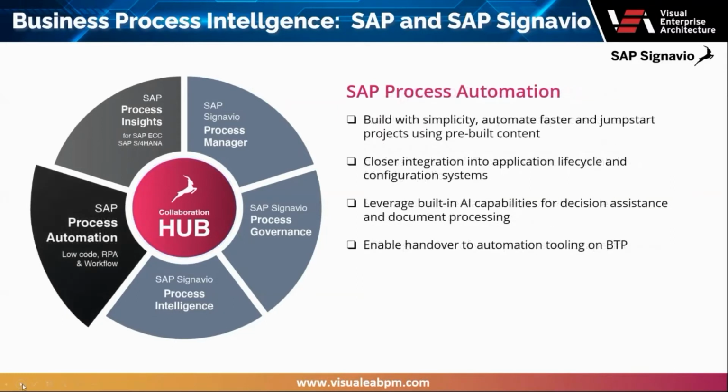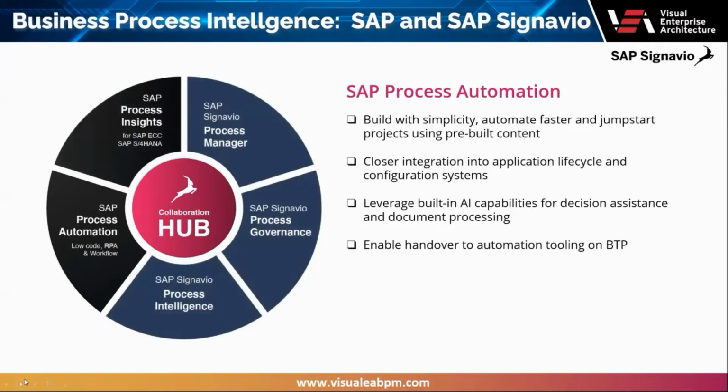To complete the full life cycle of business process intelligence, SAP also offers process automation. It lets you build with simplicity and automate faster deployments. Once you discover all these issues during your process modeling, your process governance, and your process intelligence, as well as the initial information provided through SAP Process Insights, you can leverage some of their built-in AI capabilities for closer integration into your application lifecycle and handing over a lot of these automation requirements into the business technology platform. So those are all the key elements of the business process intelligence solutions from SAP.